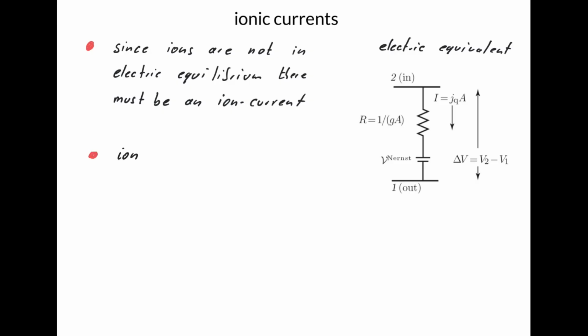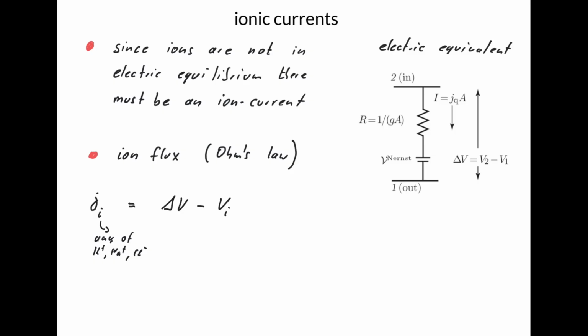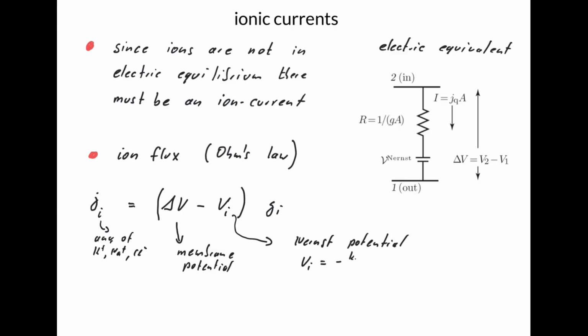Now the ion flux we can just represent as Ohm's law. So the ion flux, which is the current, Ji, where i is any of these ions, potassium, sodium, chloride, is equal to delta V, which is the membrane potential, minus Vi, where Vi is the respective Nernst potential of the respective ion, times the conductivity, which is the inverse of the resistivity.